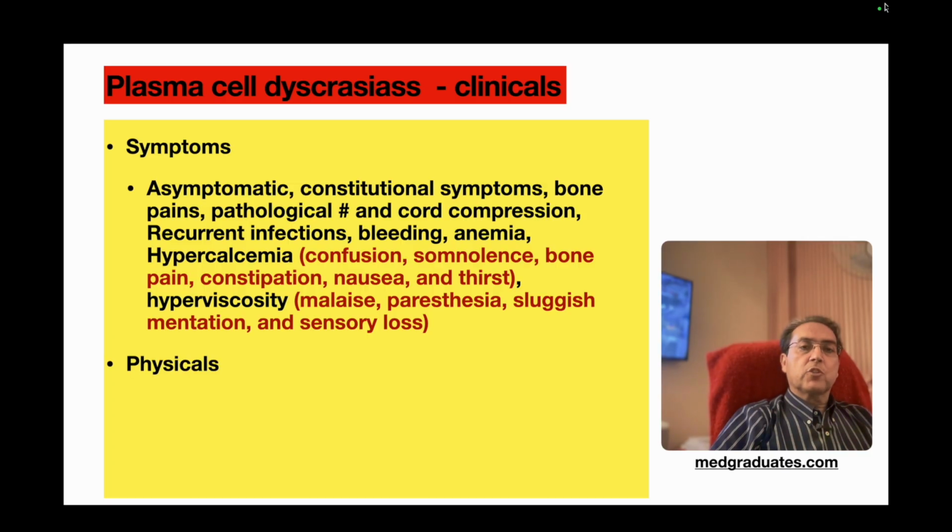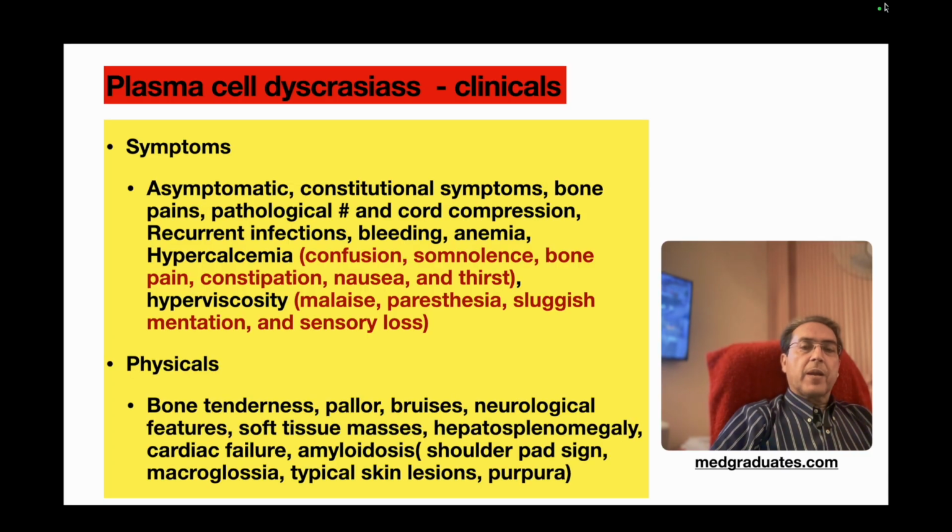Physical examination may show bone tenderness, there may be pallor, bruises, neurological abnormalities because of spinal compression or entrapment neuropathies, soft tissue masses, hepatosplenomegaly in some patients, cardiac failure if there is amyloid in cardiac tissue. Amyloidosis may be seen in skin as shoulder pad sign, there may be macroglossia, there may be typical skin lesions, and there may be purpura.